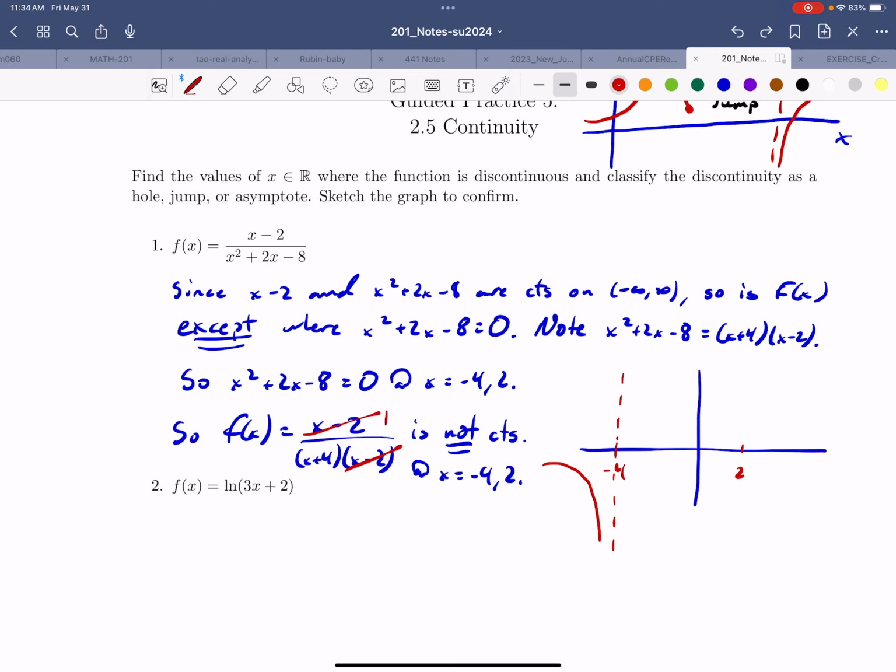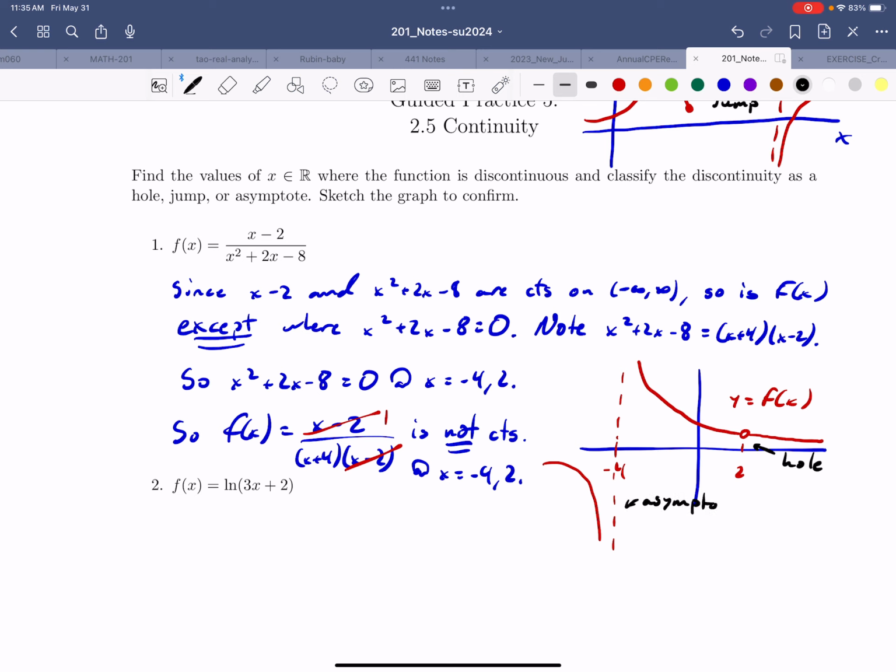Now, that still means f is not defined at 2, right? But what it does mean is that we have a hole instead of an asymptote. So our graph actually looks something like this, right? So here we have a hole, and here we have, well, I hope you can see this one is an asymptote, right? So those are our two discontinuities. x equals -4 is an asymptote, and we have a hole at x equals 2.